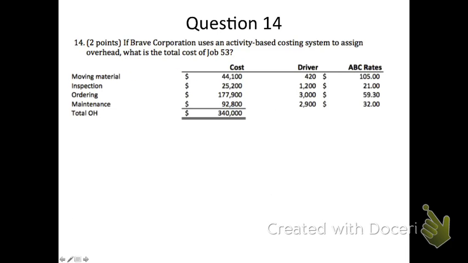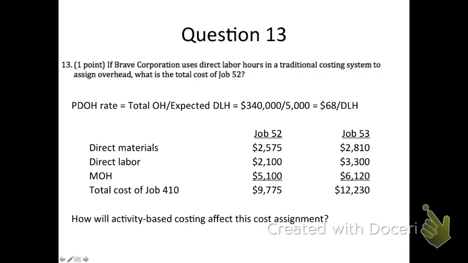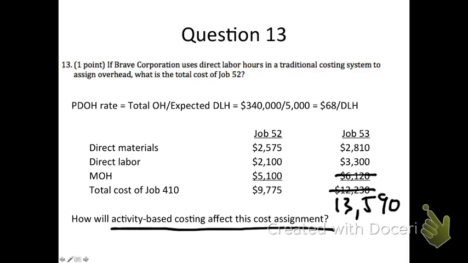Again, let me go back. We just fixed these, so just know that this is 13,590. So if you want to think about how activity-based costing will affect this cost assignment, look at the activities in the problem: moving materials, inspections, ordering, and maintenance. You look at the drivers. We talked about this in class. Which of those drivers associated with those activities are unit level and which are non-unit level? You see that there's only one unit level driver, and that's machine hours.